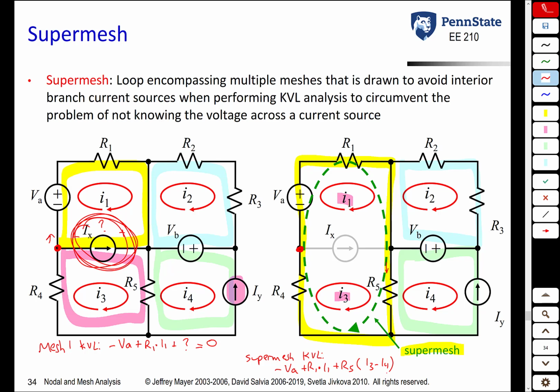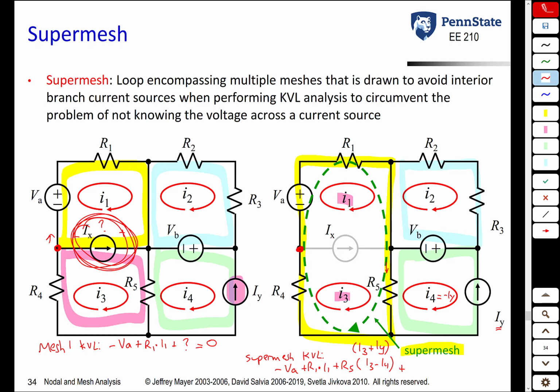Now, of course, I4, where we know, is whatever this IY is. So you could write that as I3 plus IY. Why plus IY? Because I4 is equal to negative IY. Because I4 is a variable defined clockwise, and IY goes from bottom to top. So the bottom line is the voltage across R5 is R5 times I3 plus IY.